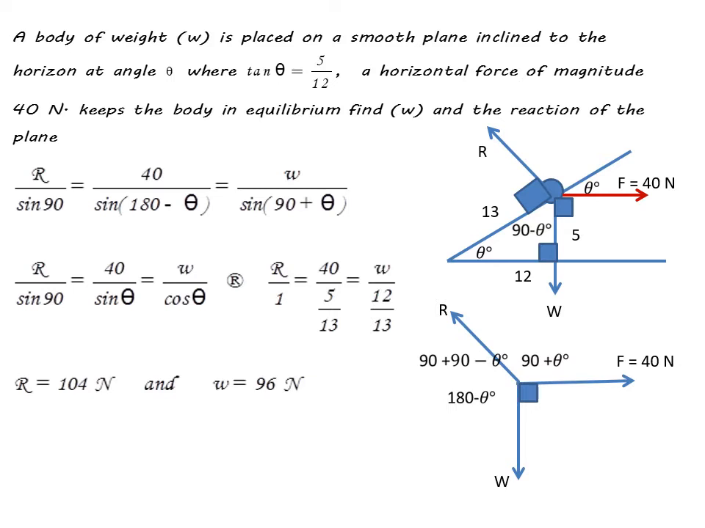How to find sine theta? Go to the triangle. Here tan theta equal 5 over 12. That means the opposite equal 5 and the adjacent will be 12. Find the third side using Pythagoras, it will be 13, right? Then sine theta will be 5 over 13, equal W over cosine theta, which means adjacent over hypotenuse, which is 12 over 13. Make a cross multiplication. Finally, R equal 104 Newton and W equal 96 Newton.